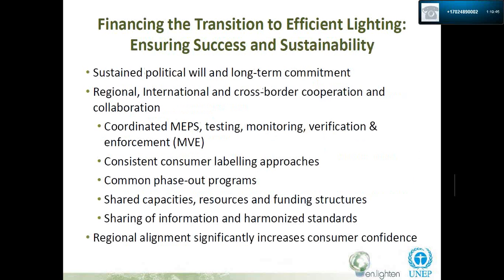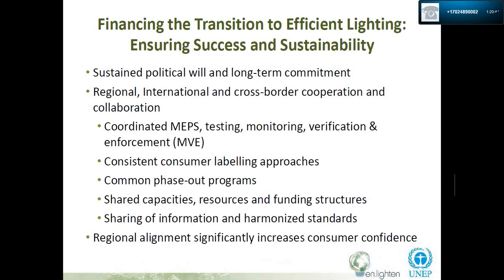Probably most important in terms of financing is finding the political will and the long-term commitment to make sure that the transition isn't just started and then stopped or started and interrupted, but that it has a good smooth financing plan all through the projected period of the transition.